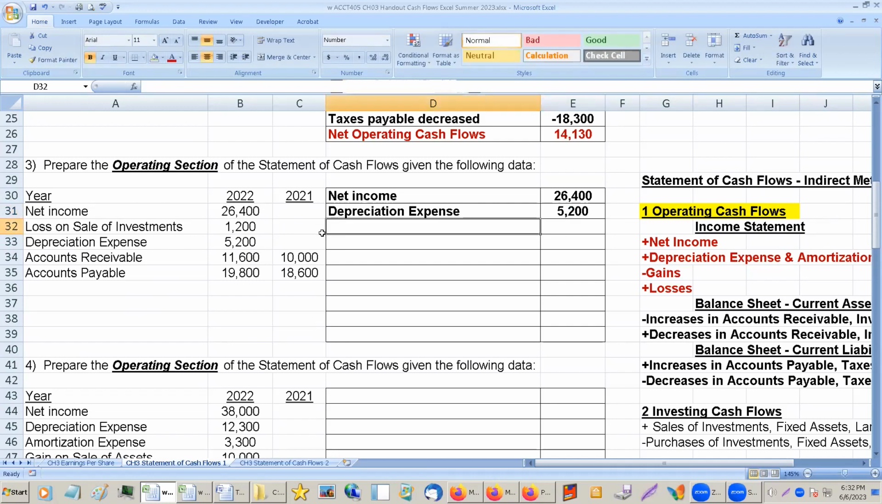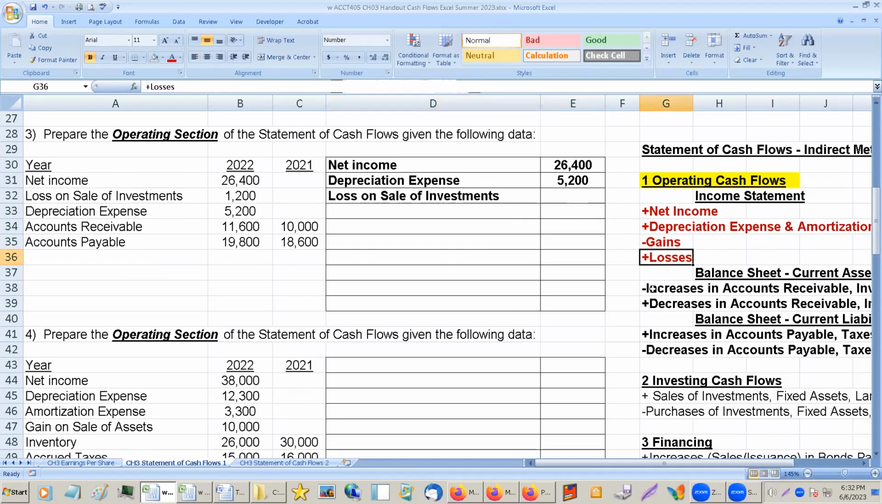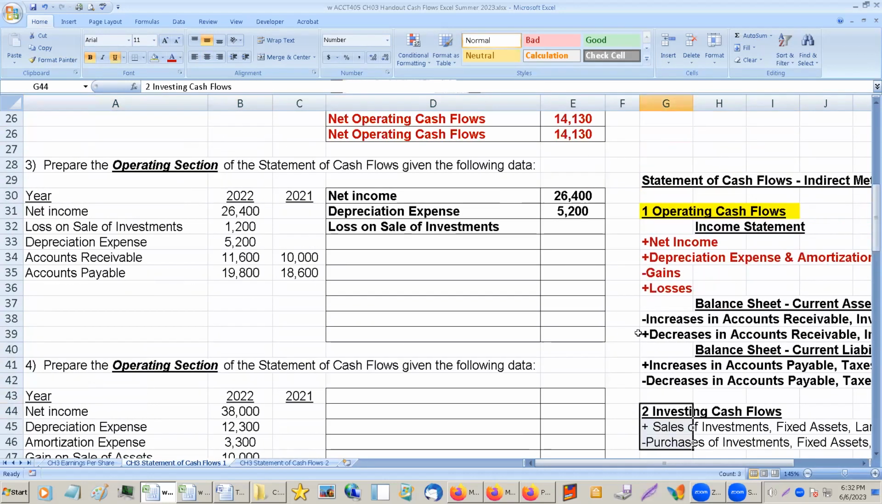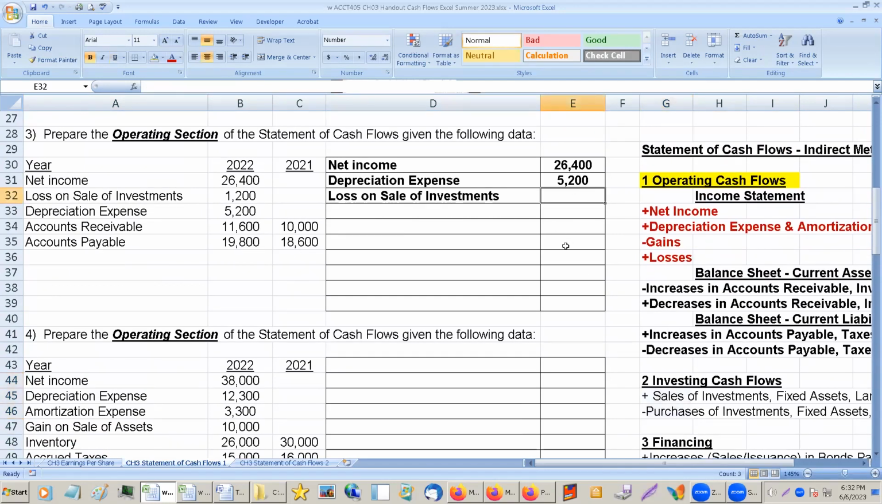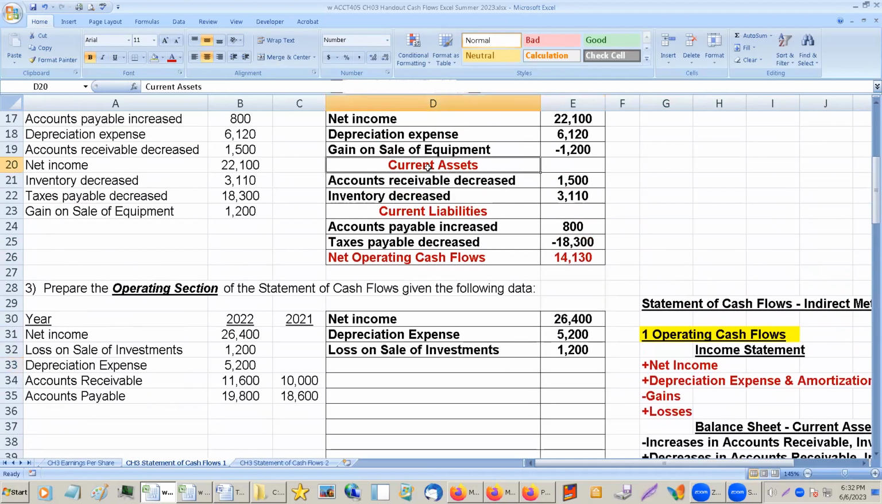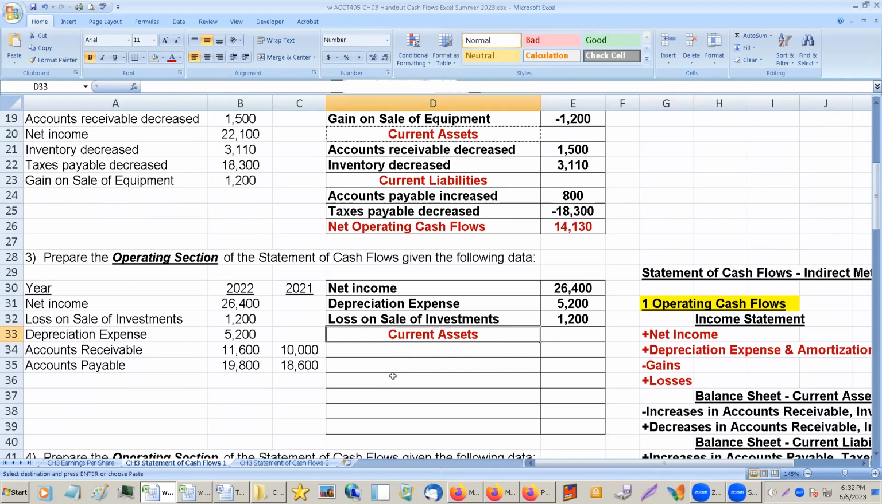Here's a new one. Loss on sale of investment. Now, you'll notice that the losses get added in because we're undoing it. These losses are going to be in this other section, this investing section down here, which we haven't talked about yet. So the loss on investment will actually get added in like opposite day. Okay, I'll teach you how to be lazy. Current assets. Copy and paste.